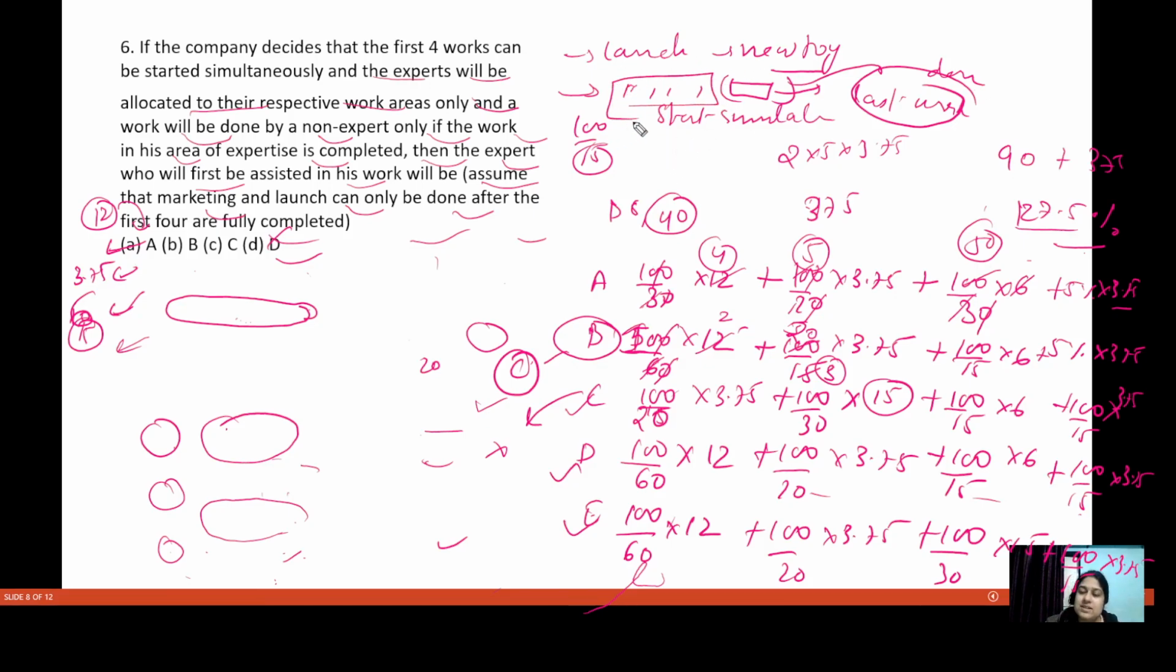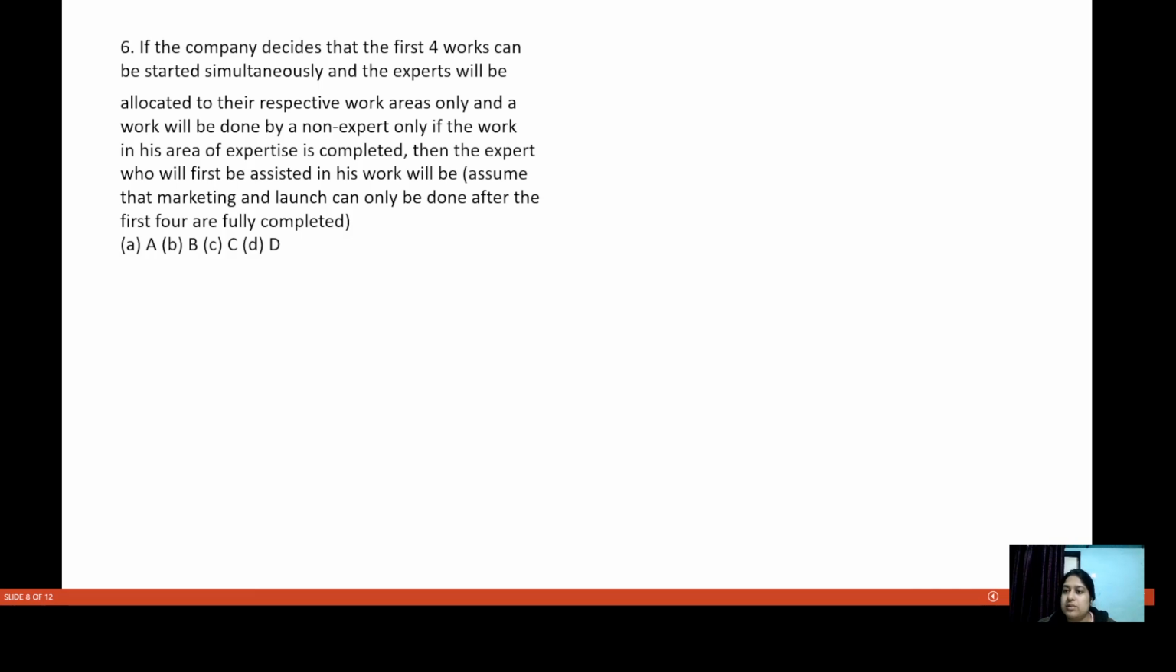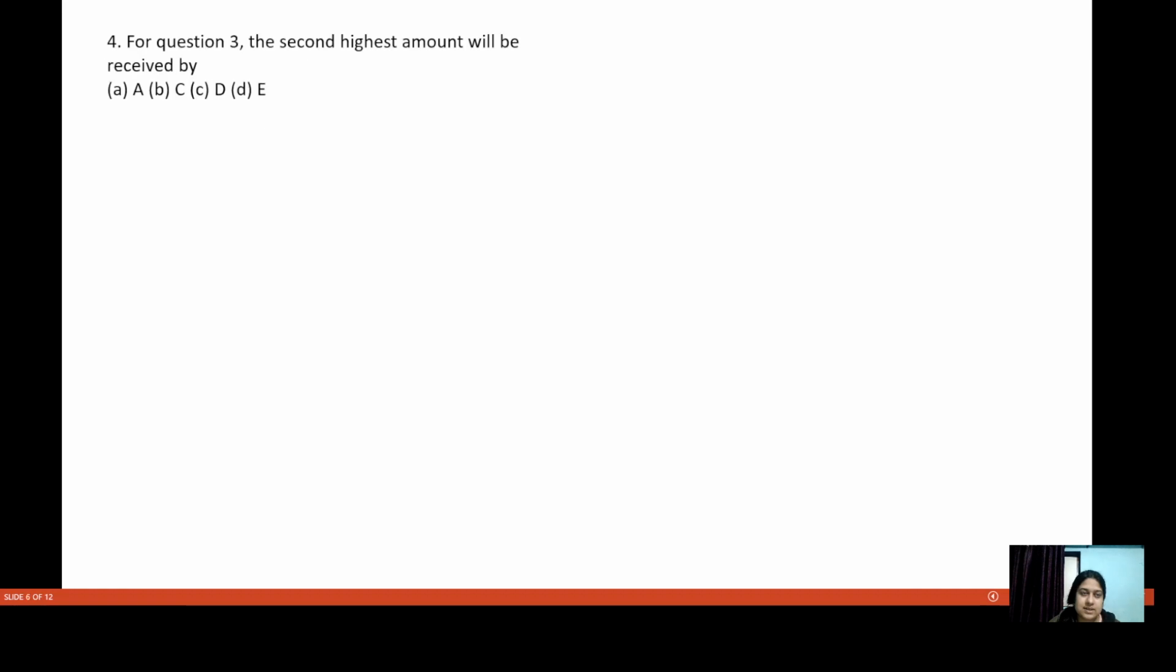So let us go and calculate for this. Do write this well, calculate all this and try to get which one is doing the maximum amount of the work. So let us go back and do the sixth question.